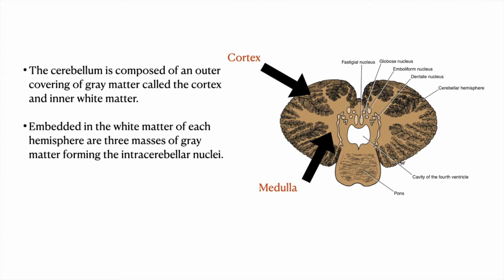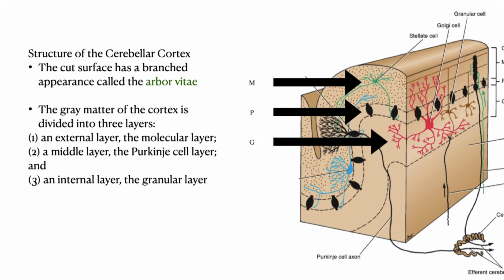The cerebellum is composed of an outer covering of gray matter called the cortex and an inner white matter. Inside the white matter, there are masses of gray matter which form the intracerebellar nuclei. The structure of the cerebellar cortex. The cut surface has a branched appearance called the arbor vitae.